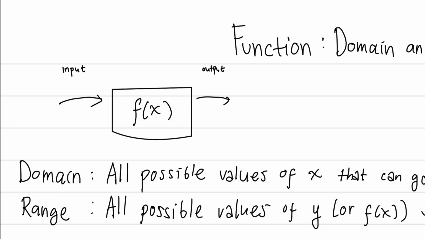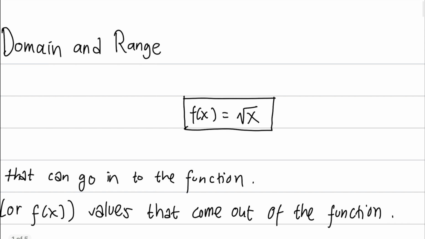The input, we use the variable x. And then when you put it into the machine, which is f(x), you will get the output, which is y or f(x), the same thing. Let's look at the example of a simple function, which is f(x) equals square root of x.